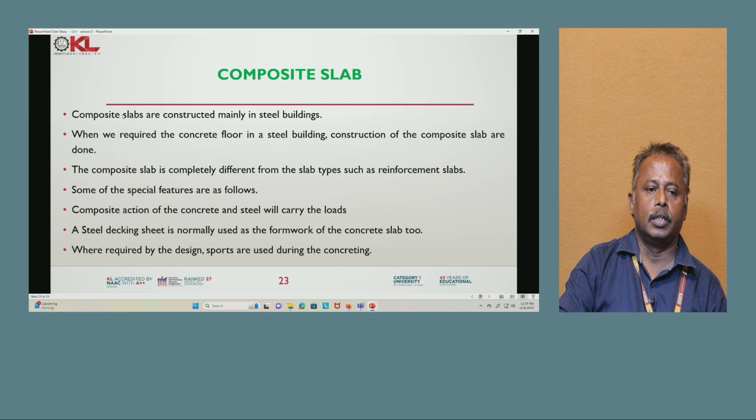Next, composite slab. Composite slabs are constructed mainly in steel buildings. When a concrete floor is required in a steel building, construction of composite slab is done. The composite slab is completely different from slab types like the reinforced slab. Some of the special features are as follows. Composite action of the concrete and steel will carry the loads. The decking sheet is normally used as the formwork of the concrete slab too, where required by the design or used during the concrete.